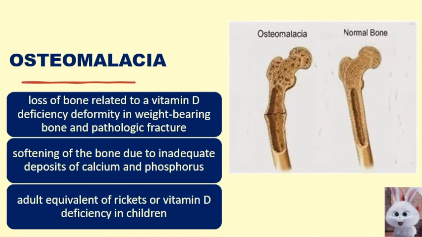Now, osteomalacia is defined as the loss of bone related to vitamin D deficiency that would result in marked deformity of the weight-bearing bone and pathologic fracture. So the main problem in osteomalacia is vitamin D deficiency that would lead to decreased calcium, leading to signs and symptoms that are almost the same as your osteoporosis. Next, it would cause softening of your bone caused by the inadequate deposits of calcium and phosphorus. And then this is the adult equivalent of your rickets or vitamin D deficiency in children.